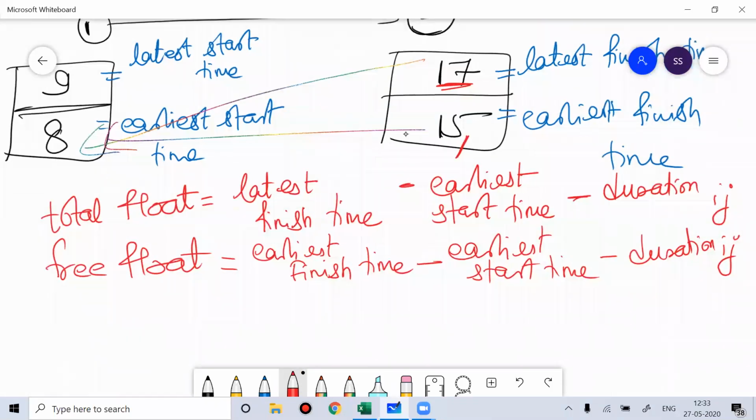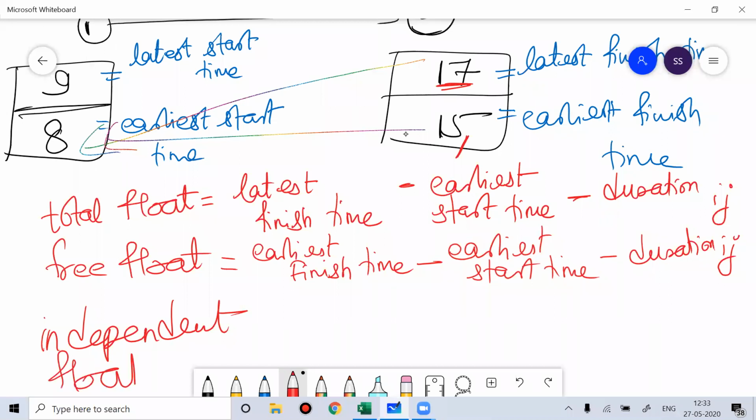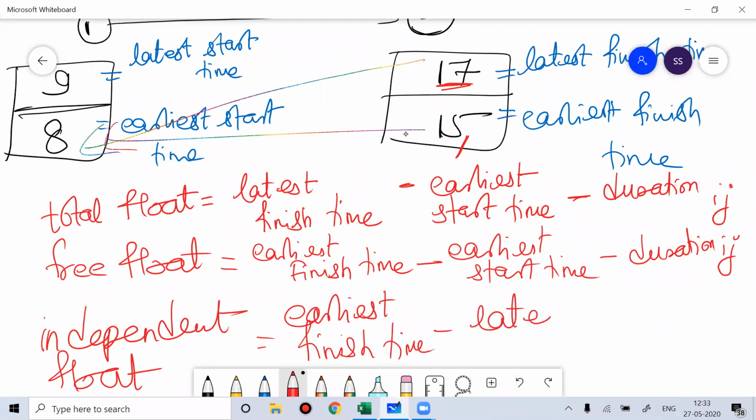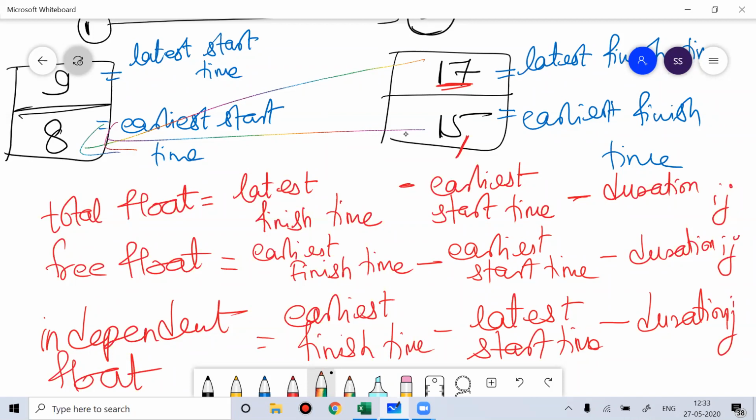And then the next thing is called independent float. Independent float is the earliest finish time minus the latest start time minus the duration. This is your independent float. So in independent float we'll go like this.